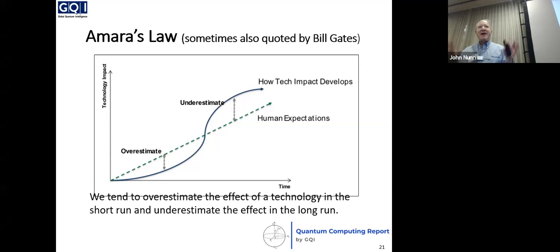So you may see some hype, and I see some stuff that just makes me cringe, like quantum computers will solve the climate change problem, or quantum computers will change everything.